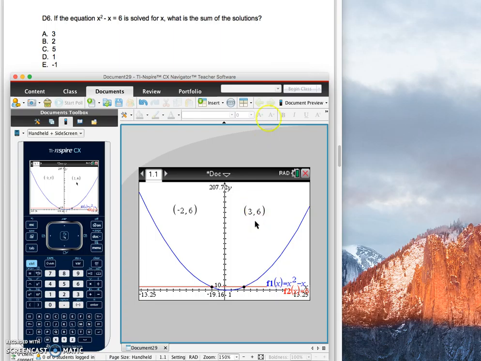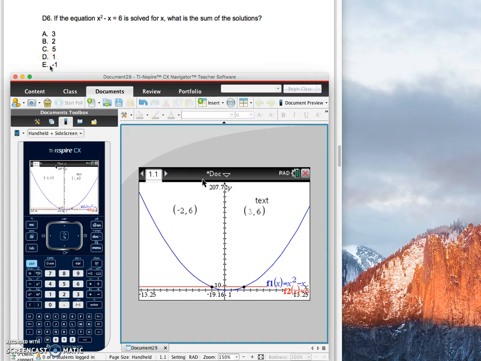And so what we have to do, remember, it's the sum of the two. So -2 is the x. That's what you're looking at. And the 3, which is what you're looking at. So -2 plus 3. Well, of course, that's going to be 1, and that's going to be your answer.